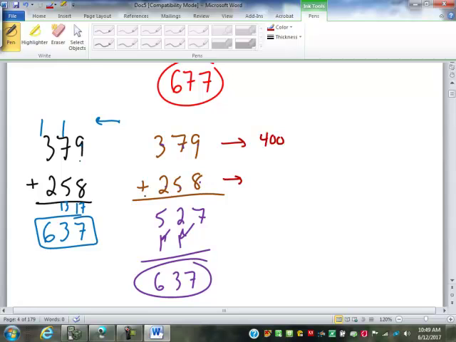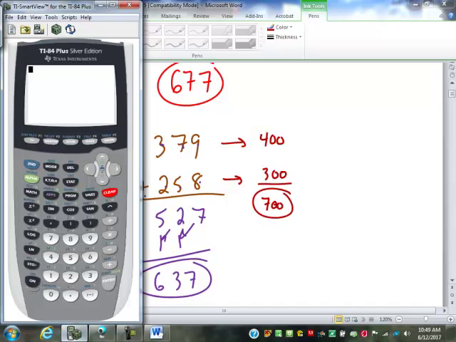258, I'm thinking that's around 300. 4 and 3 makes 700. So when I punch this in the calculator, I better get an answer close to 700. Because it's very easy to do something like this. So 379 plus 258 is 4,037, right? What did I do wrong?